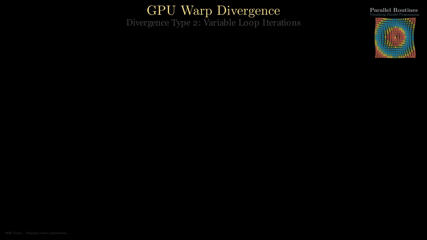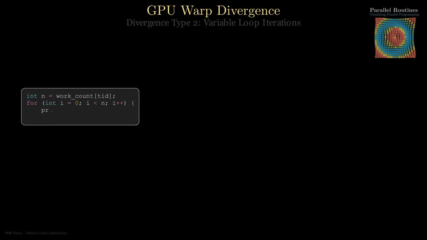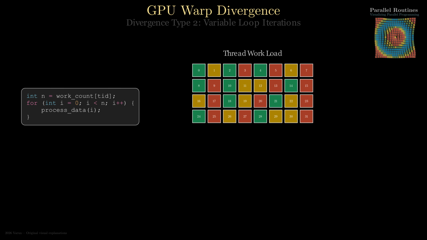The second type of divergence occurs with variable loop iterations. Each thread has a different work count, leading to different numbers of loop iterations. Notice the color gradient. Green indicates low iteration counts, yellow medium, and red indicates high workload. This legend shows the workload distribution across our threads.